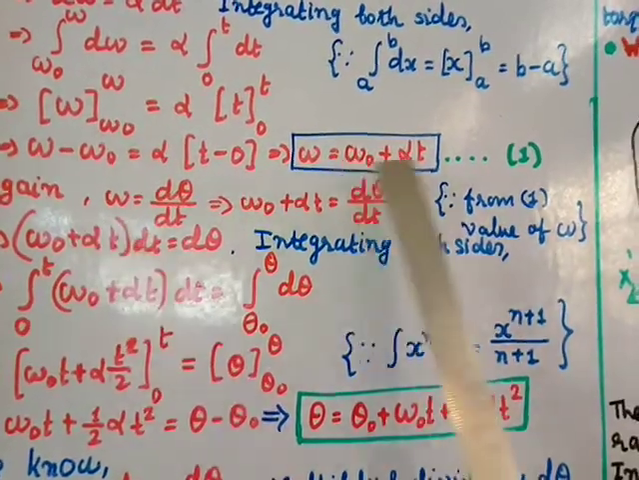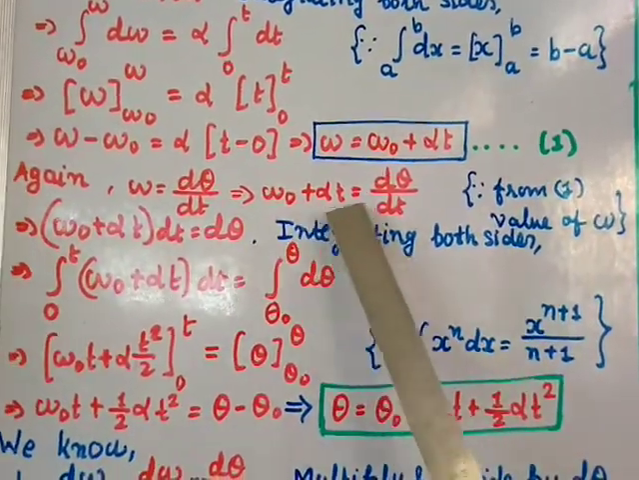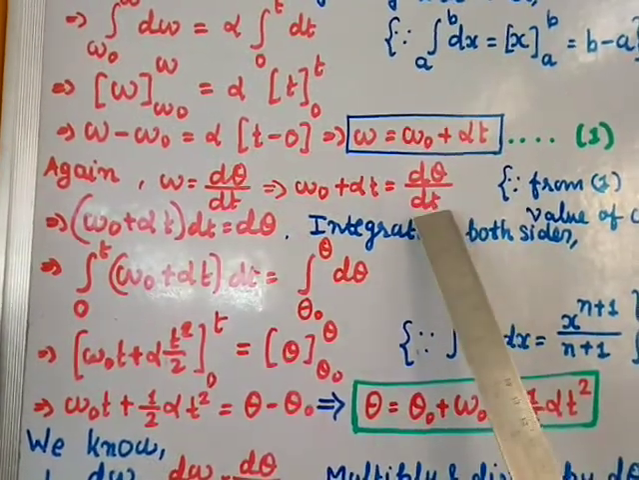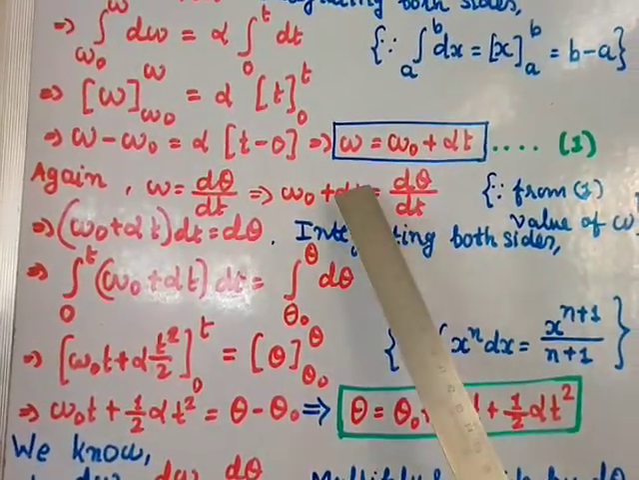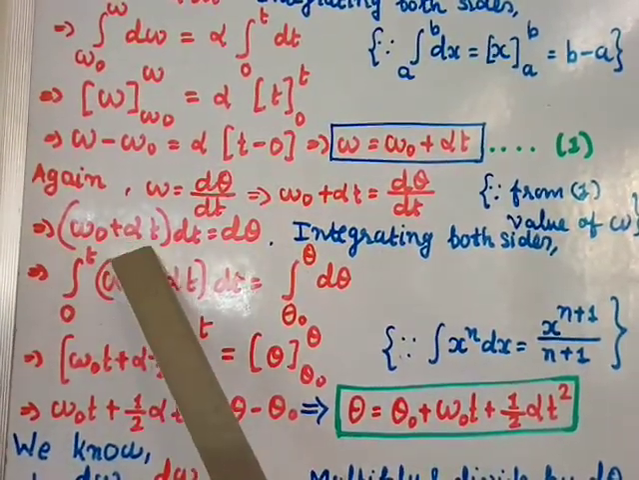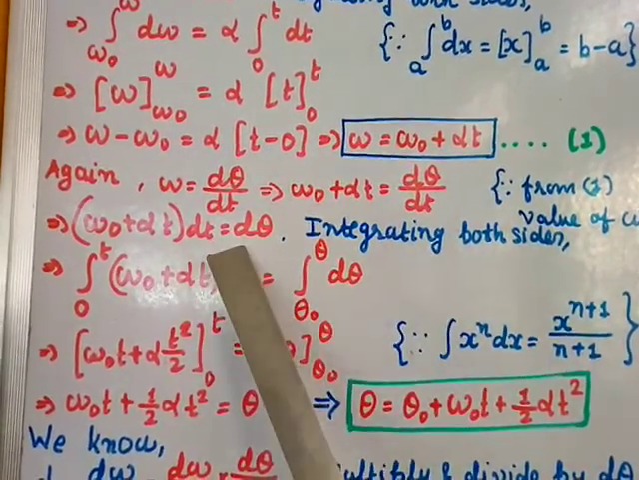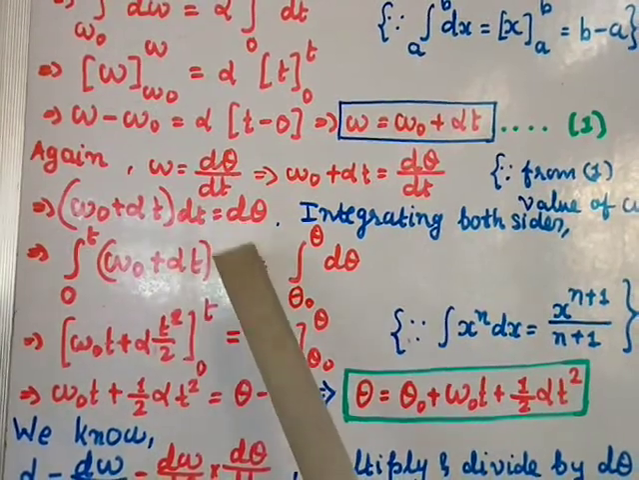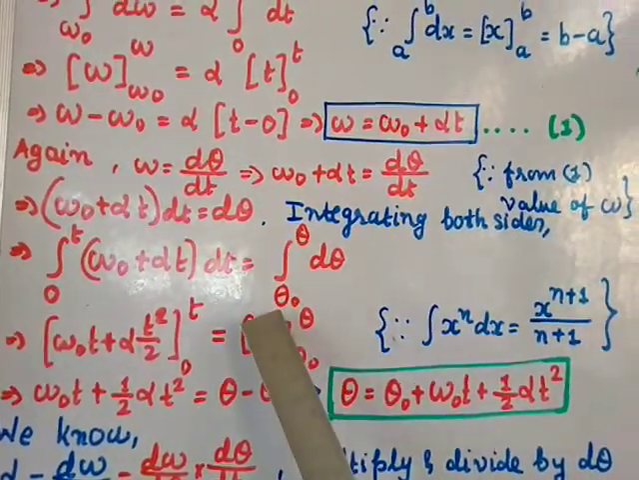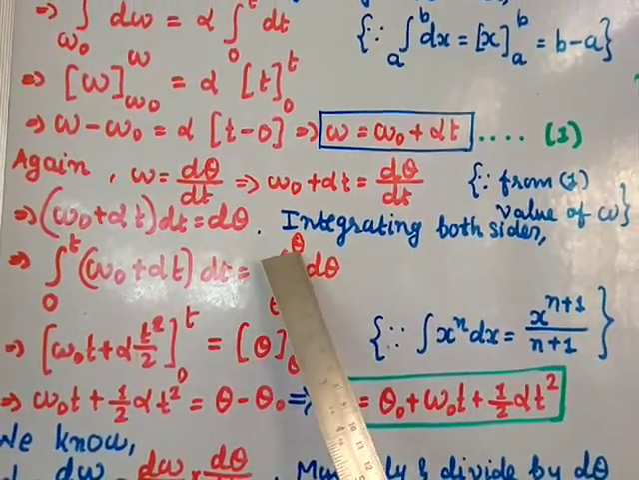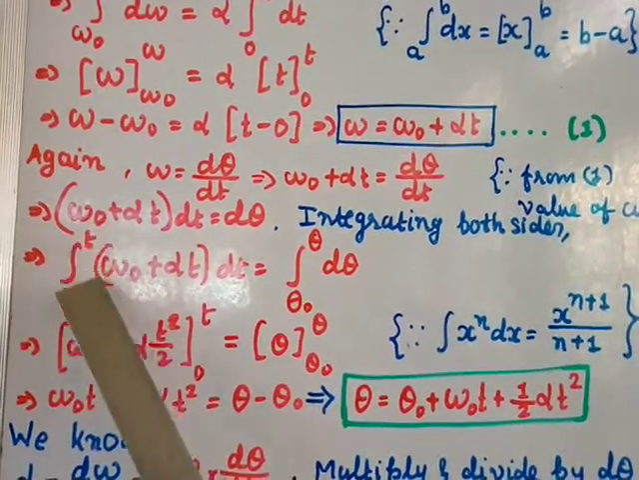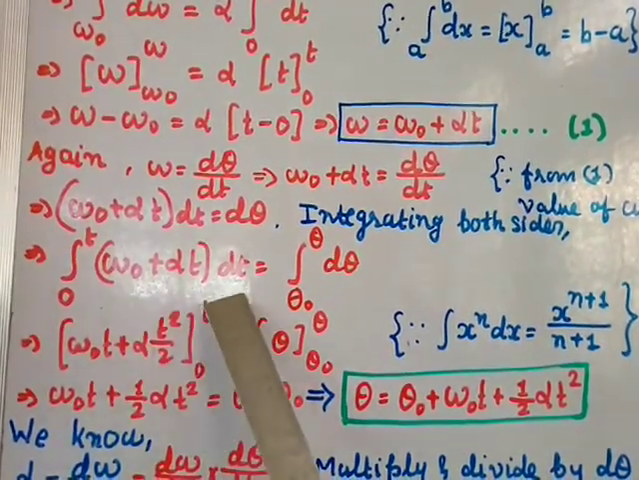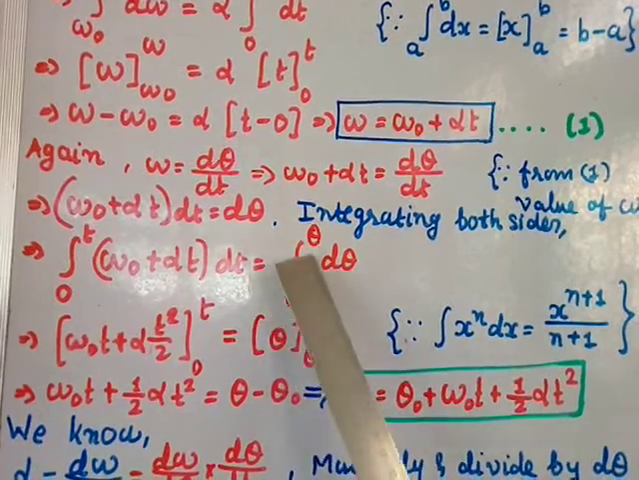So I put the omega value from here: omega naught plus alpha t equal to d theta by dt. Now I'll transfer dt over here, so you get omega naught plus alpha t into dt equal to d theta. Now integrating on both sides, this from 0 to t, and this from theta naught to theta, initial displacement to final displacement. So the integral from 0 to t of omega naught plus alpha t dt equals the integral from theta naught to theta of d theta.